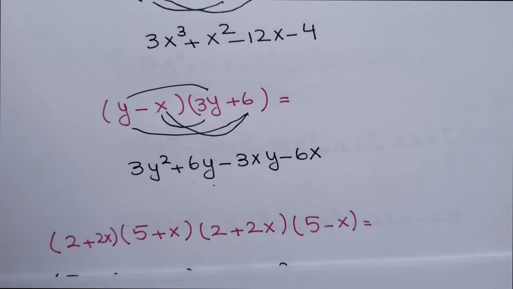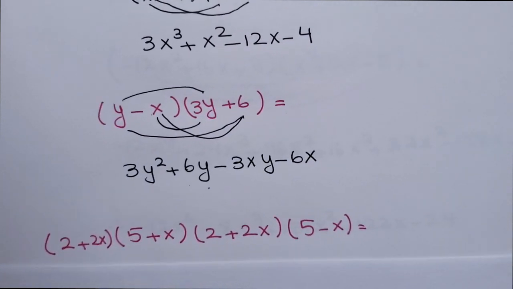The next example, which is really interesting, has 4 different brackets. Each of them is a binomial bracket, and they are multiplied by one another. So again, before jumping into solving and doing the FOIL 2 by 2, let's look closely to see if we can use any of our factorizing methods. Here, 5 plus x and 5 minus x can be grouped together, and the other two brackets, 2 plus 2x and 2 plus 2x, can also be grouped together.